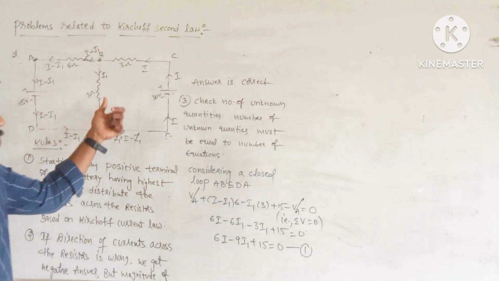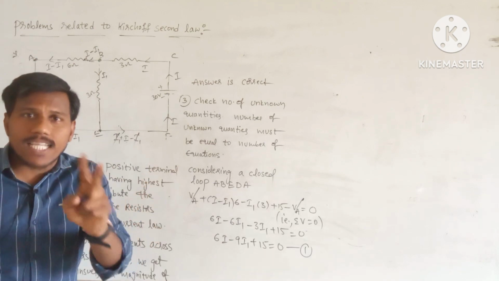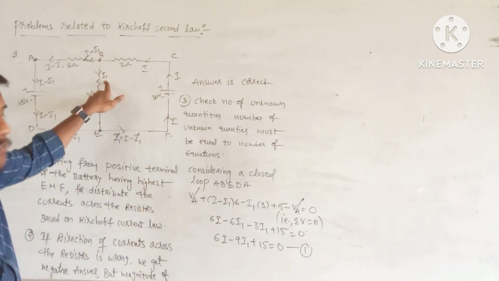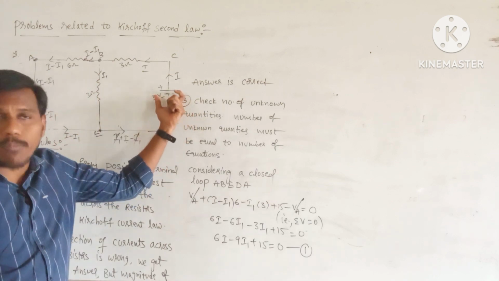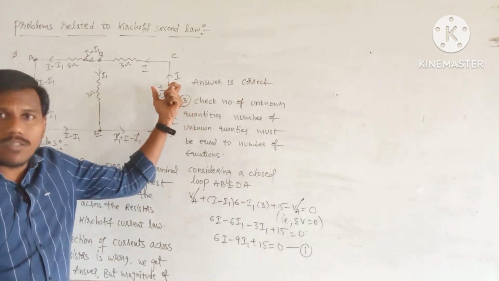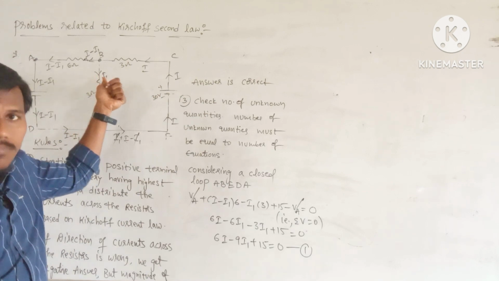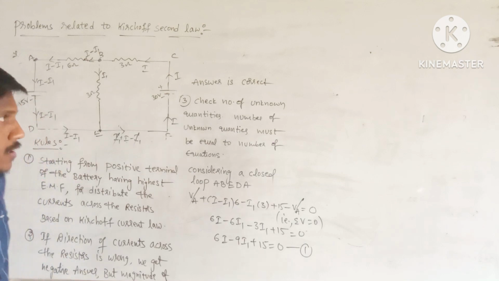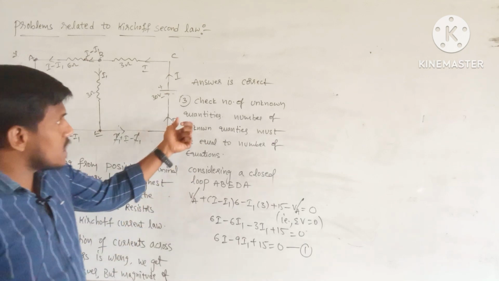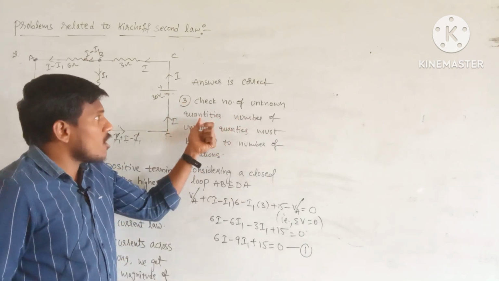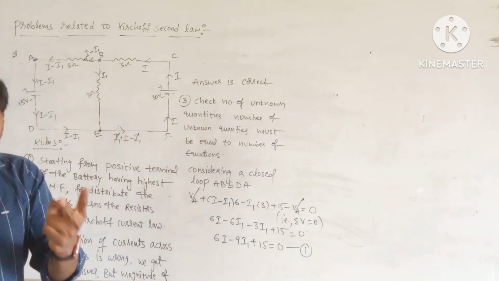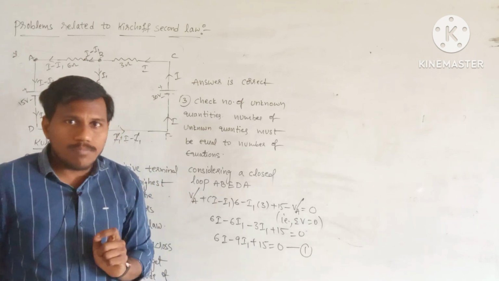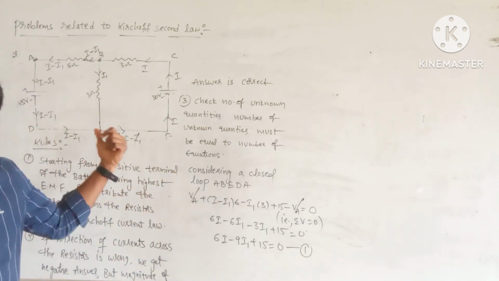Here in this diagram, how many unknown quantities are there? 2 unknown quantities are there. What are they? I and I1. We don't know how much current is coming from the 30 volt cell. We don't know I1. So definitely we need 2 equations. Already we discussed the power rule. Check the number of unknown quantities. In this diagram 2 unknown quantities are there, I and I1. So definitely we need 2 equations to solve this problem.